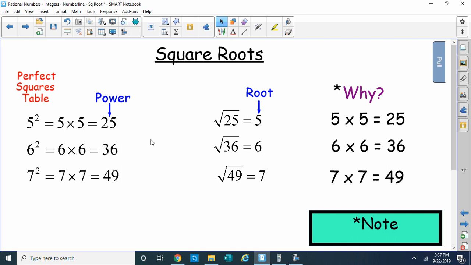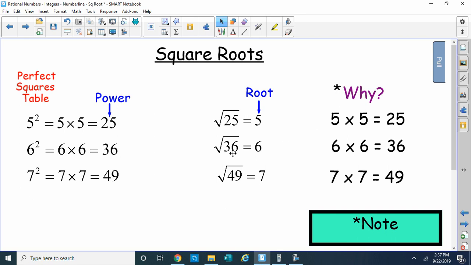When we're dealing with square roots, all we're doing is just going backwards, trying to figure out what number times itself would give us the power. So the square root symbol is this little hook with a division sign there, and the square root of 25, we would say what number times itself would equal 25, and that would be 5. Why? Because 5 times 5 is 25.